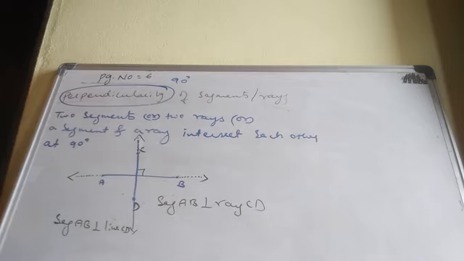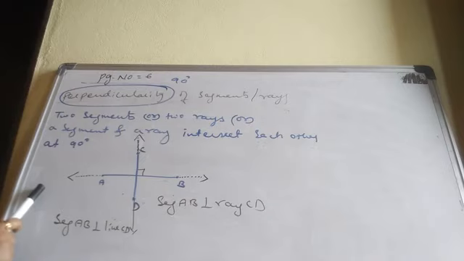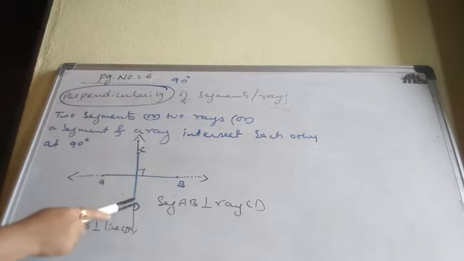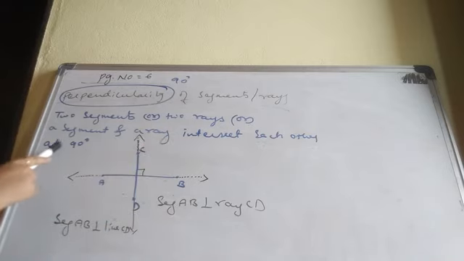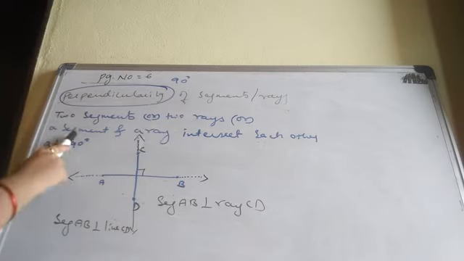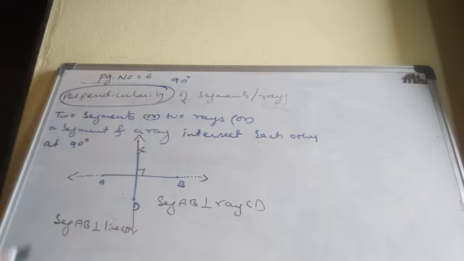Two segments: segment AB is perpendicular to segment CD. Two rays also I can take: ray AB is perpendicular to ray CD. Otherwise, segment AB is perpendicular to ray CD. They intersect each other at 90 degree. Then two segments, or two rays, or a segment and a ray are said to be perpendicularity of segments. In the name itself, perpendicular means what? 90 degree.